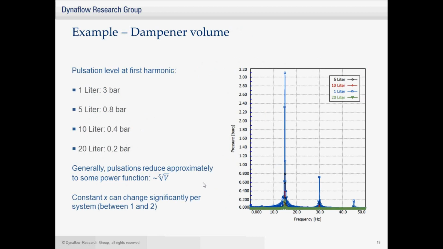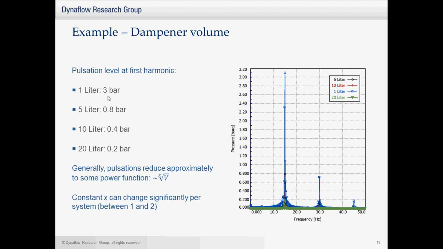So here we have an example of what the effect of the dampener volume is. This is for a specific system. It's not necessarily that this rule applies for all systems, certainly not. It's just to give you an idea how your pressure pulsations change with change of volume. So initially you can have a 1 liter volume, you have a 3 bar pressure pulsation, 5 liters 0.8, 10 liters 0.4, and 20 liters 0.2. So it's definitely not a linear relationship.